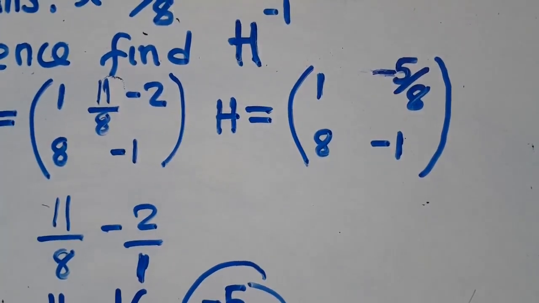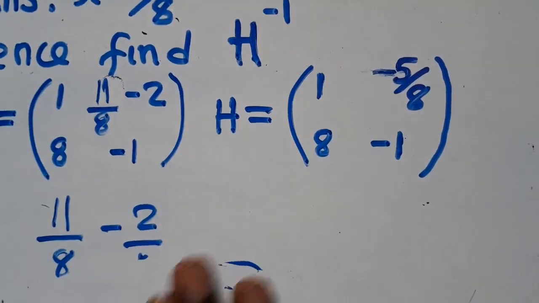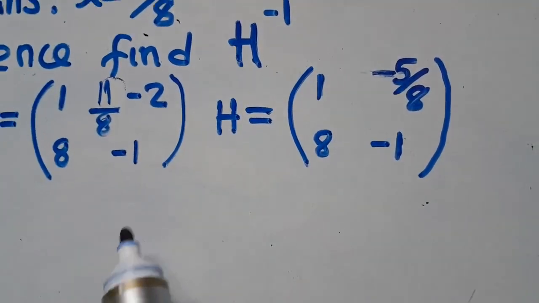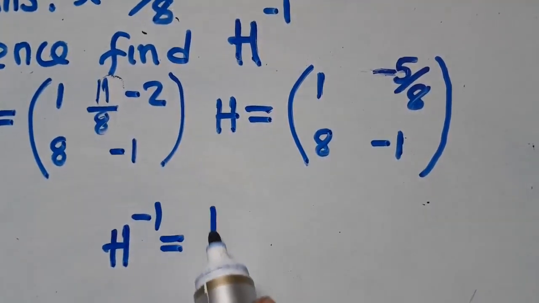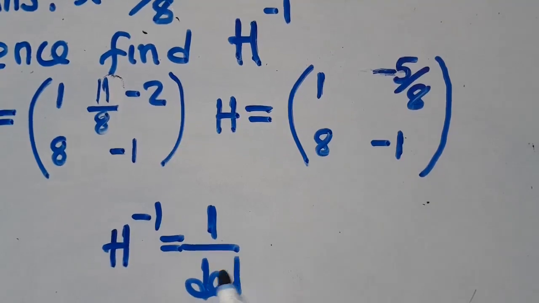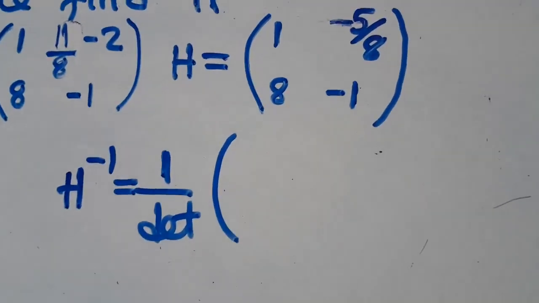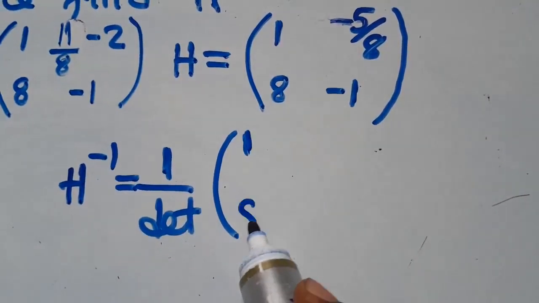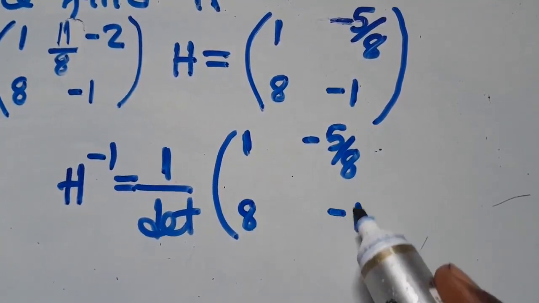This is now the matrix, the matrix that we have now. So that's the matrix I'm going to use now to find the inverse. So how am I going to find the inverse? I know that H inverse is equal to 1 over the determinant of a matrix. Which matrix? This is the matrix which is here. We've got 1 over 8, negative 5 over 8, negative 1.